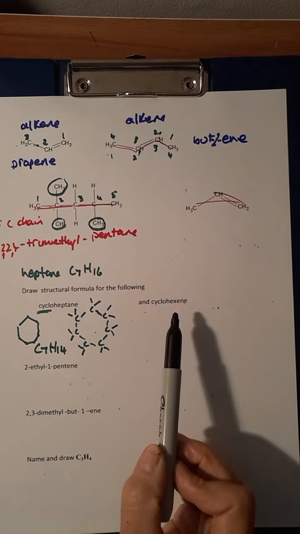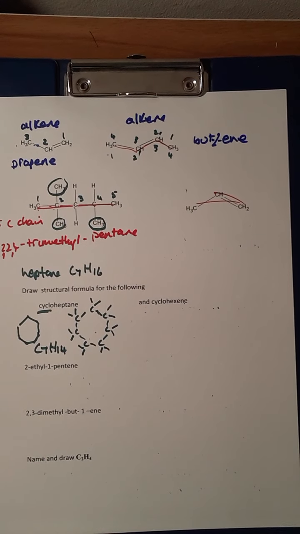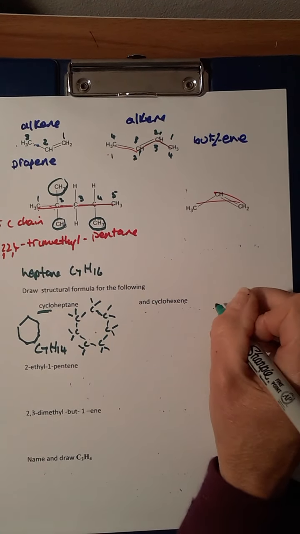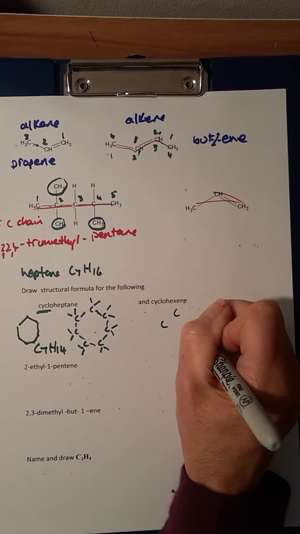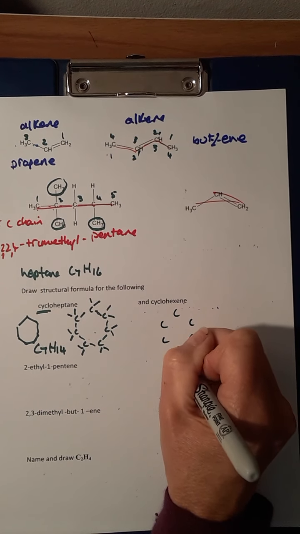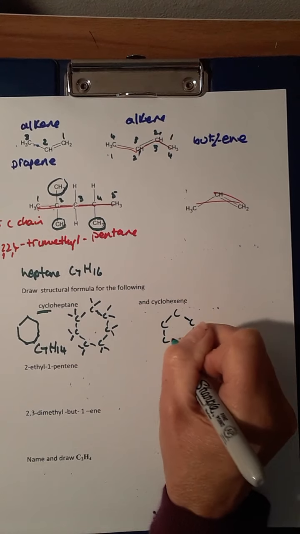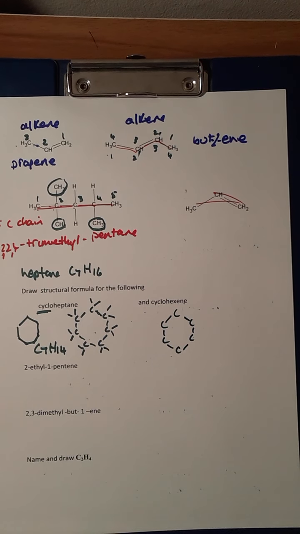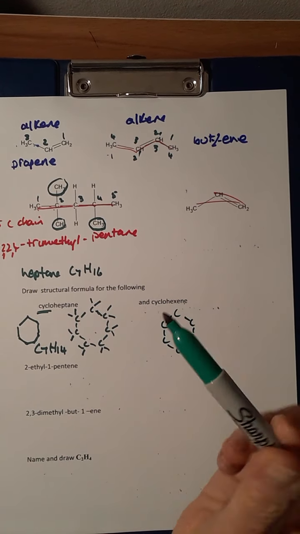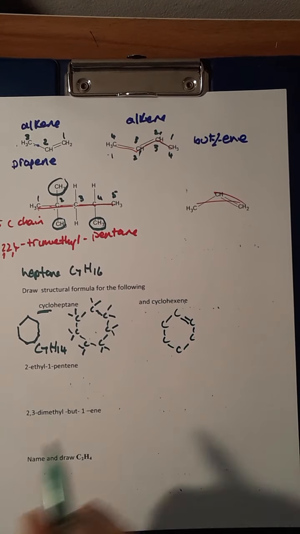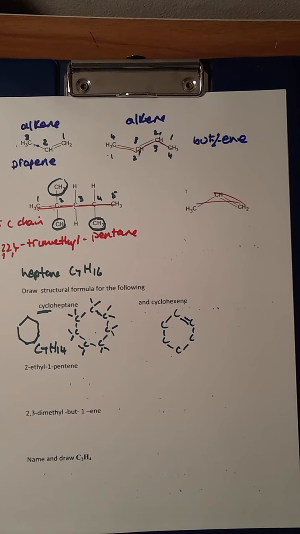Okay, cyclohexene. Hexene means that there's 6 carbons. So 1, 2, 3, 4, 5, 6. Join them all by covalent bonds, but because it's a cyclohexene, one of those is going to be a double bond, so I'll put that there.